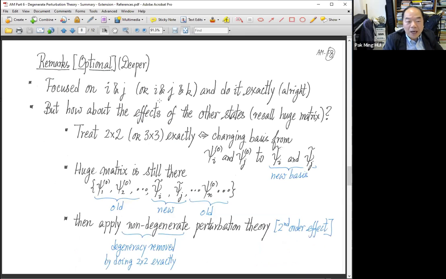So here are a few pages for deeper thinking and optional. Optional means it won't be included in the exam, all right?